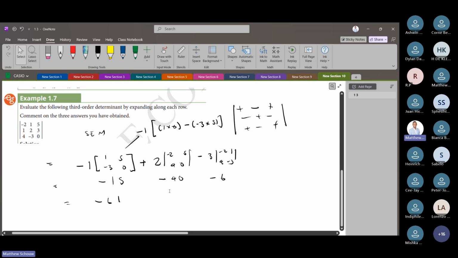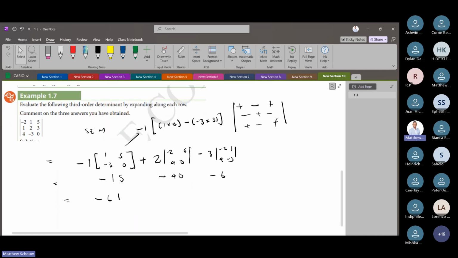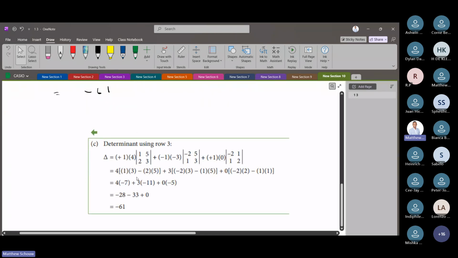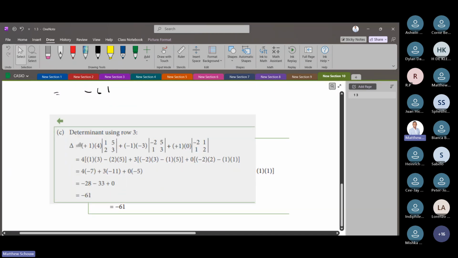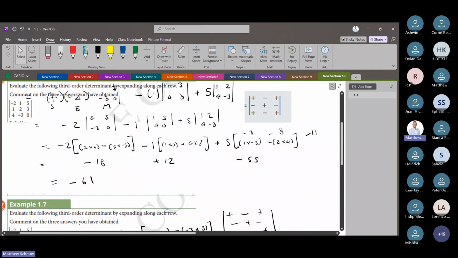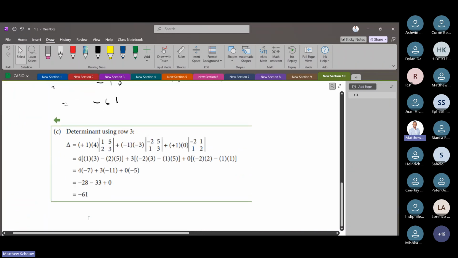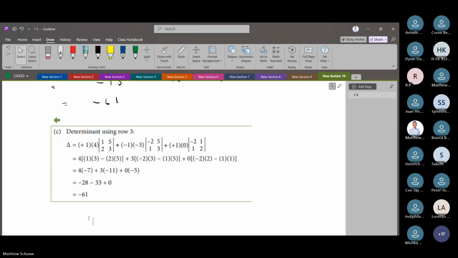Cool. That's perfectly fine. So my point here, I'll put up the solution for the third row. And the point is this, right? It doesn't matter which row you take. The determinant will always be the same. You can evaluate the first row, the second row, or the third row. For a certain matrix, there's only one determinant. Is that clear with everyone? Yes, sir. So it doesn't matter which one.